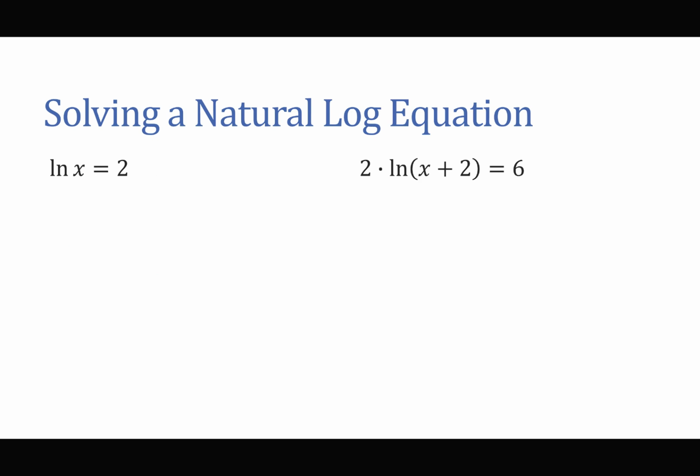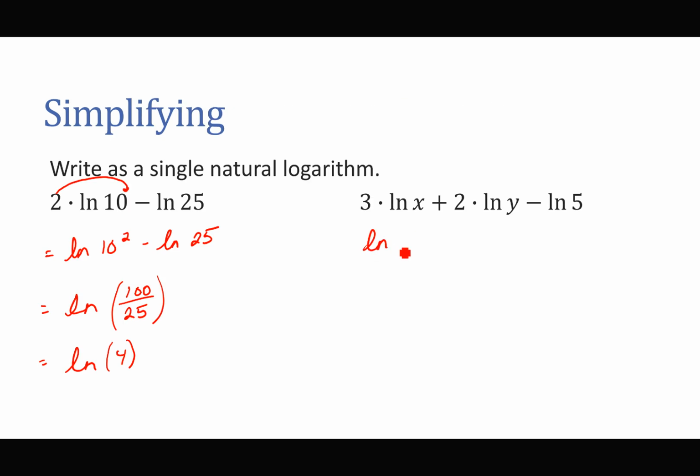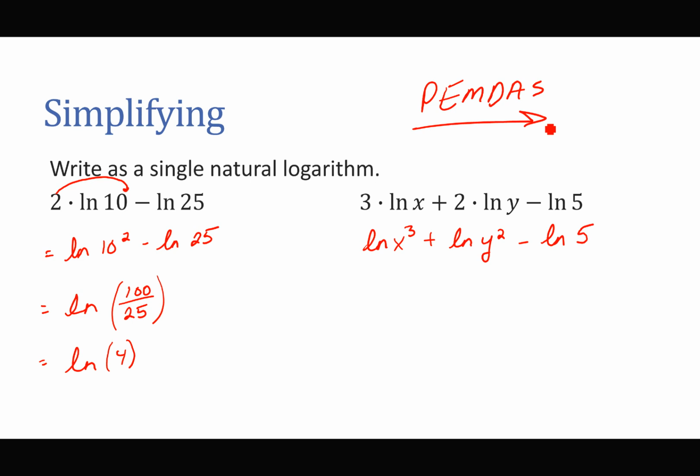All right, this next one, so we could have natural log of x cubed plus natural log of y squared minus natural log of 5. I'm just bringing all that up. Okay, and we are simplifying. So this is PEMDAS in the correct left to right direction. So I took care of my exponents. I don't have any multiplication or division. Next, I want to tackle the addition.